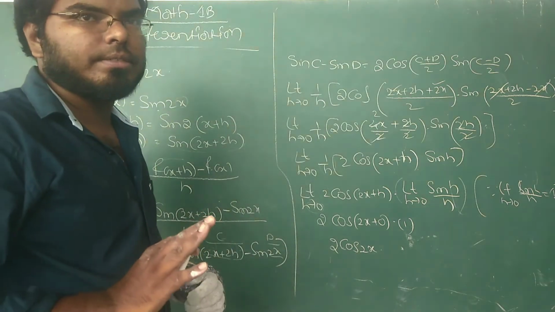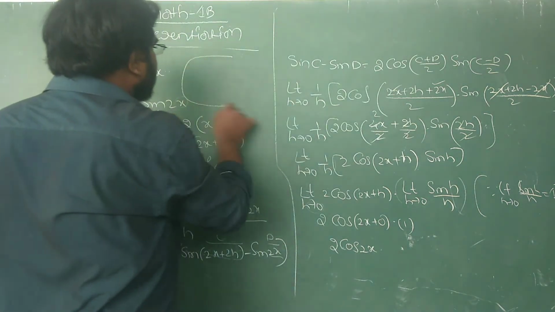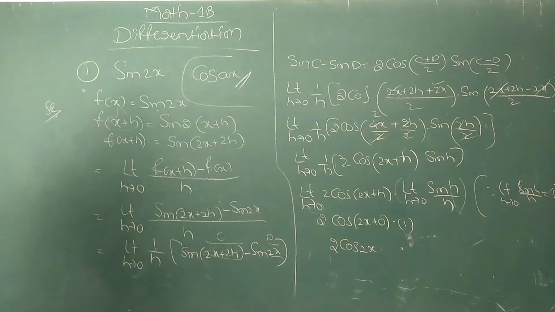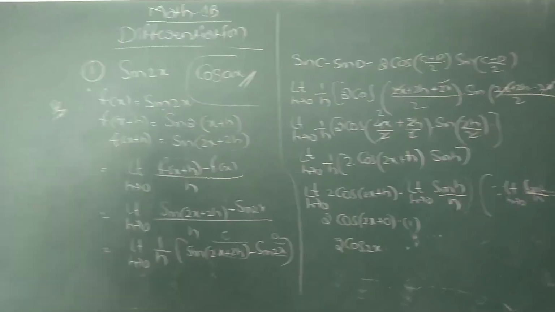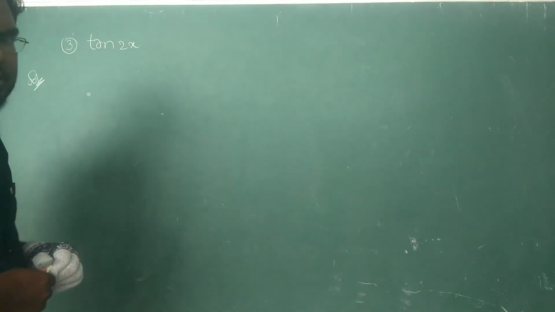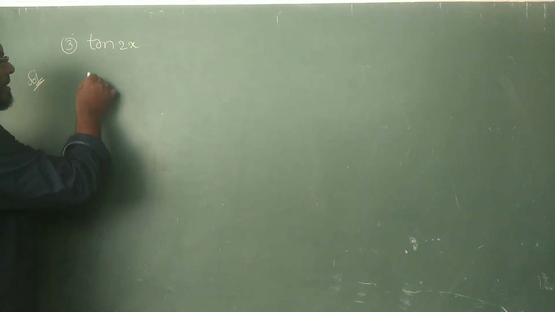Okay, clear? And listen, this one is the homework: cos ax. Note it down. The next problem was tan 2x. Same as this.